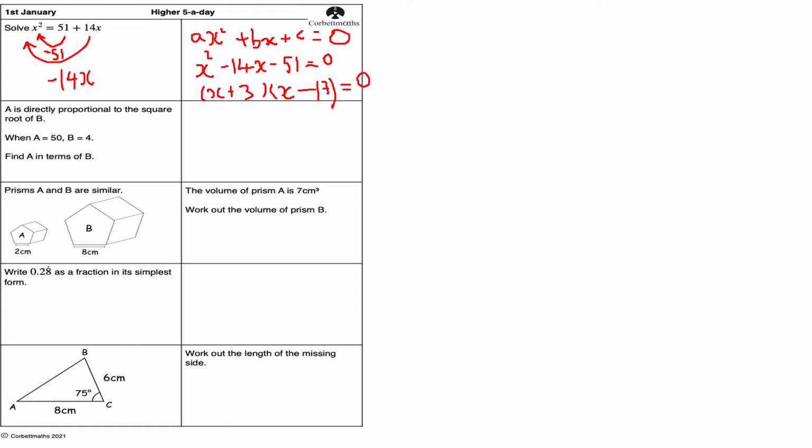Okay, so if you expand that, I get x squared minus 17x plus 3x minus 51. The minus 17x plus 3x gets minus 14x, and the positive 3 times negative 17 equals negative 51. So I worked out the factors of 51, and these were my only factors. Okay, so that is where I got the numbers from inside the bracket. Okay, so hopefully you're with me so far.